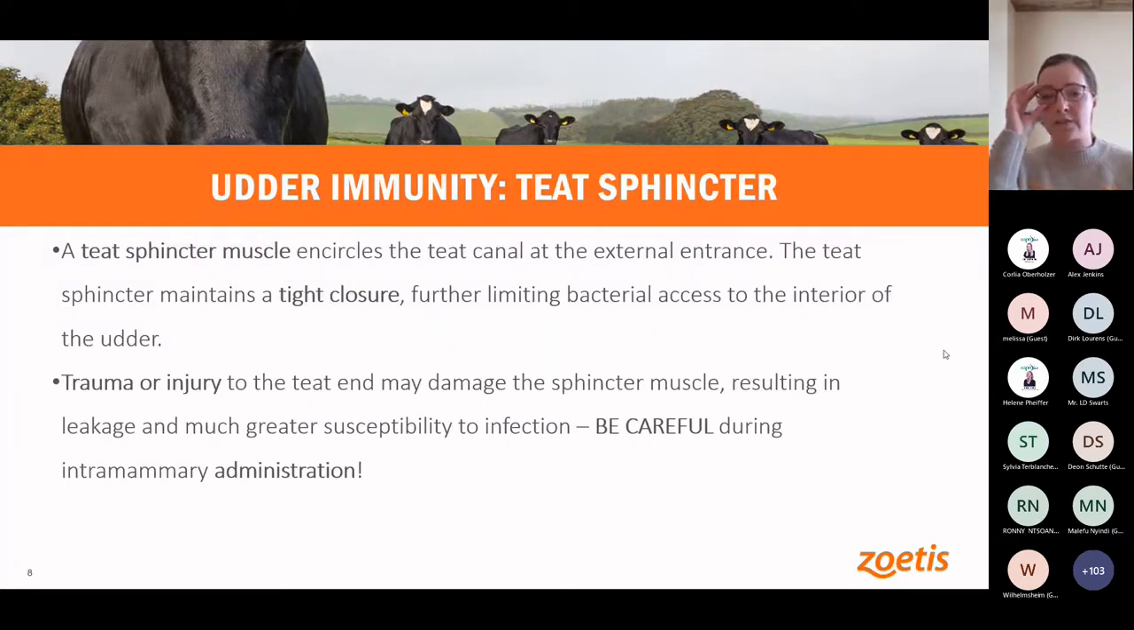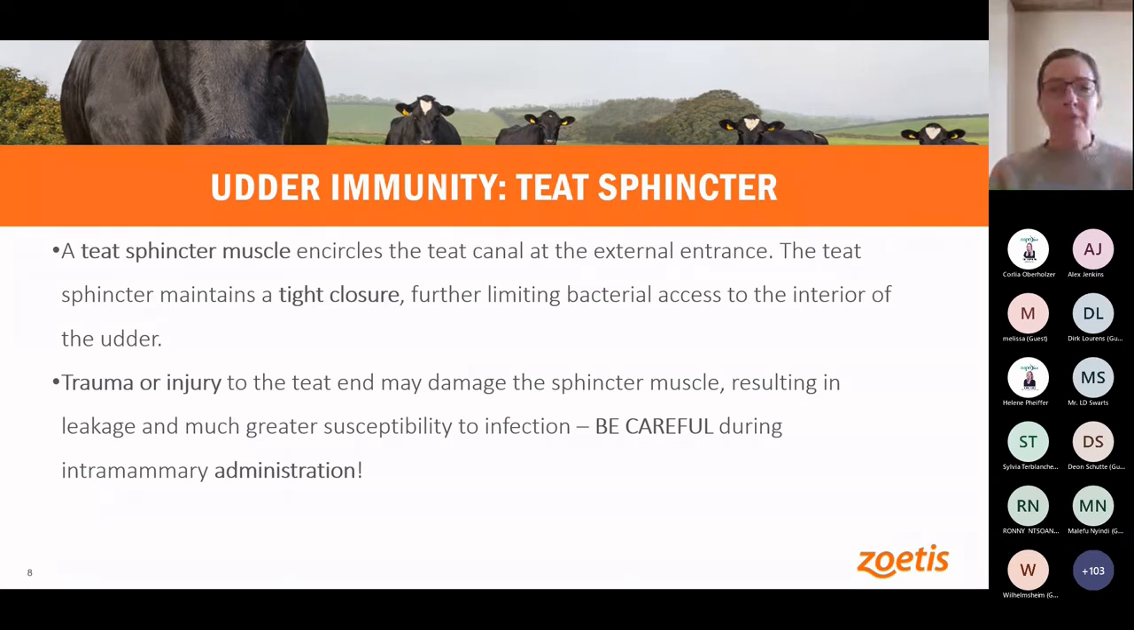Right, and then the last one is the teat sphincter. This is a muscle that encircles the end of the teat canal, and it makes sure that the teat canal is tightly closed. So that is also a physical barrier. It limits bacterial access into the udder.